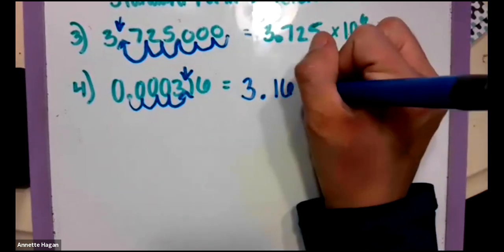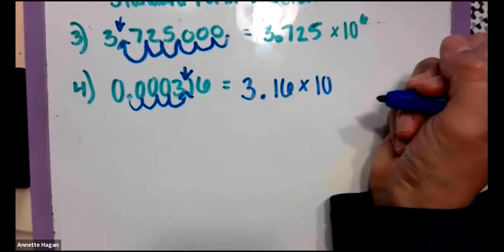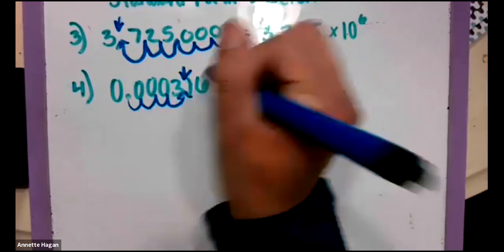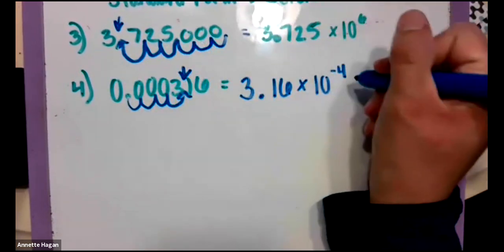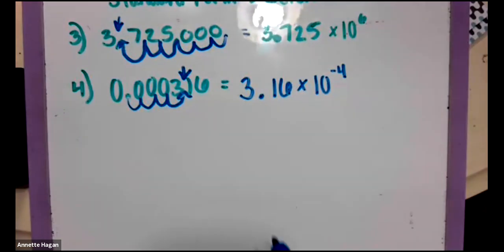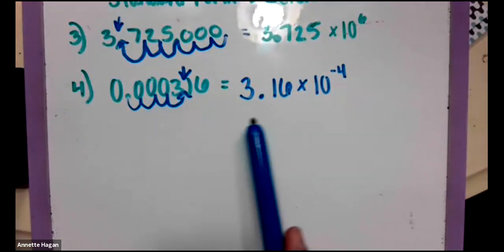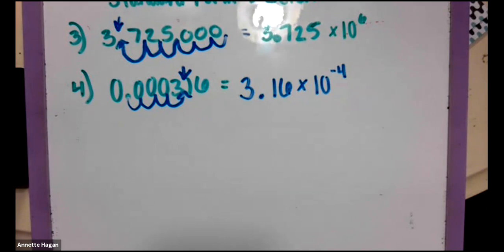So I do that. I have 3.16 times 10 to the what power? Well, if I went backwards 4 times, this is going to be to the negative 4th power. So now we wrote this really, really small decimal as 3.16, which is a little bit bigger number to work with.